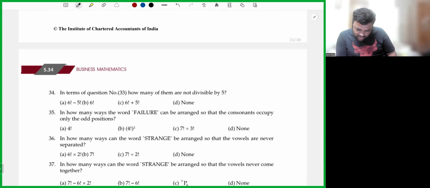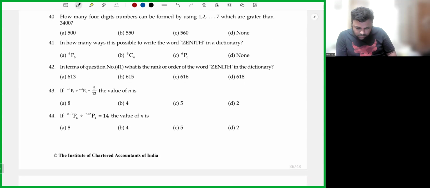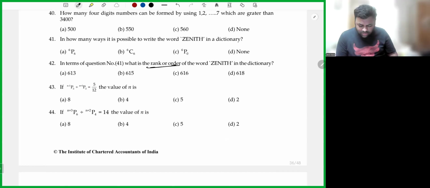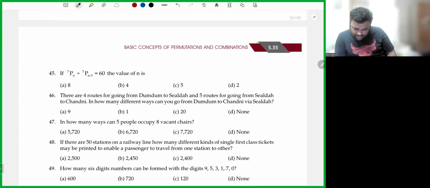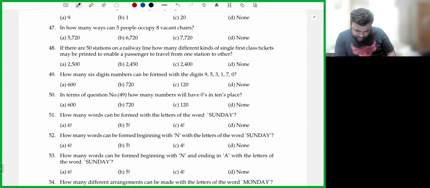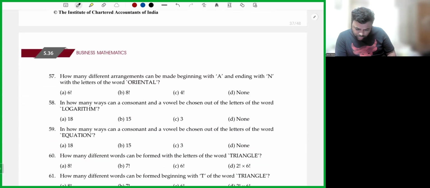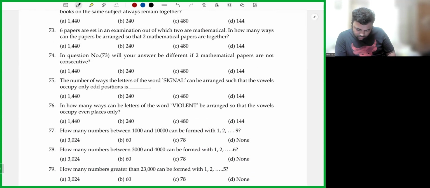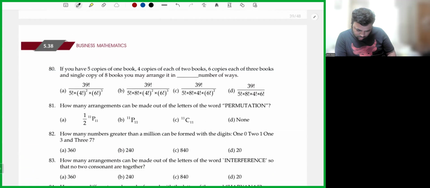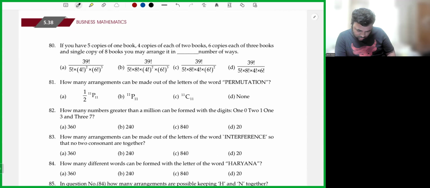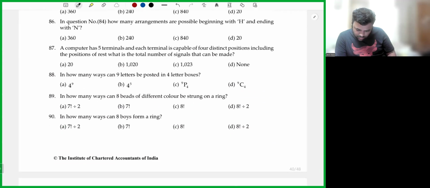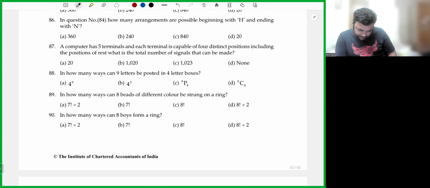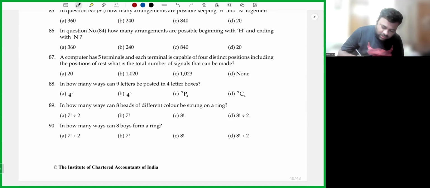Let me check. Still a sum which we have to solve. These rank sums are not required. They have never been asked in the examination in the past 20 years. You did not do those rank sums. This one, the 87th one again.